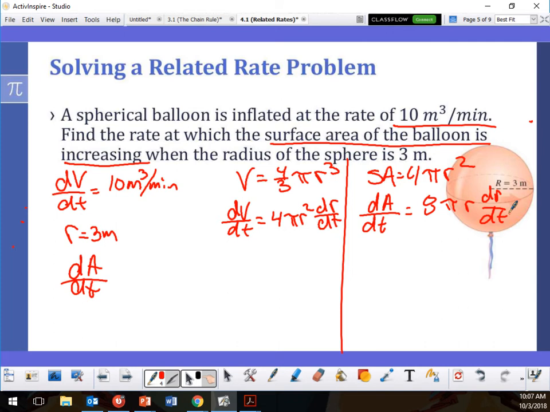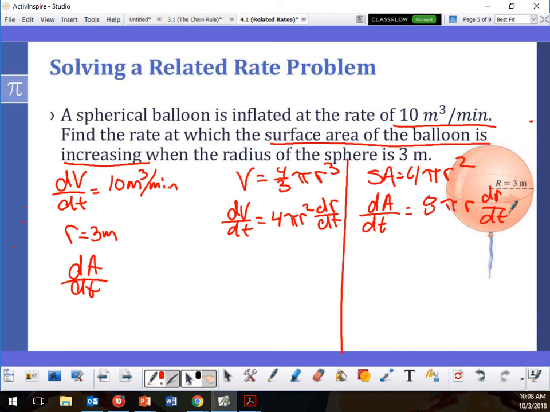Okay, so there's a couple things I need here, right? My final answer is looking for the dA dt, right? Yeah. To get the dA dt, I need to know what the r is. Do I know what the r is? Yeah, I do know what the r is, but do I know what dr dt is? No. I don't. But can I use this other thing over here to find it? You know what dV dt is? I know dV dt, so I could substitute over here for my volume to isolate that part of my equation.